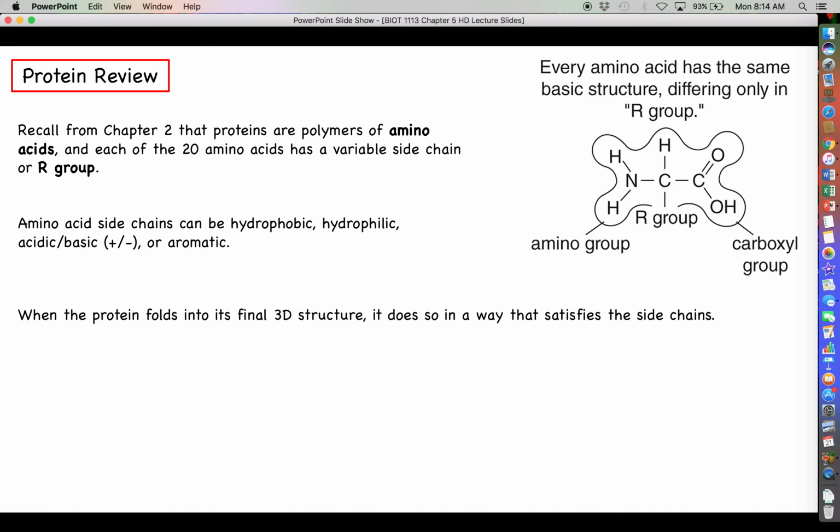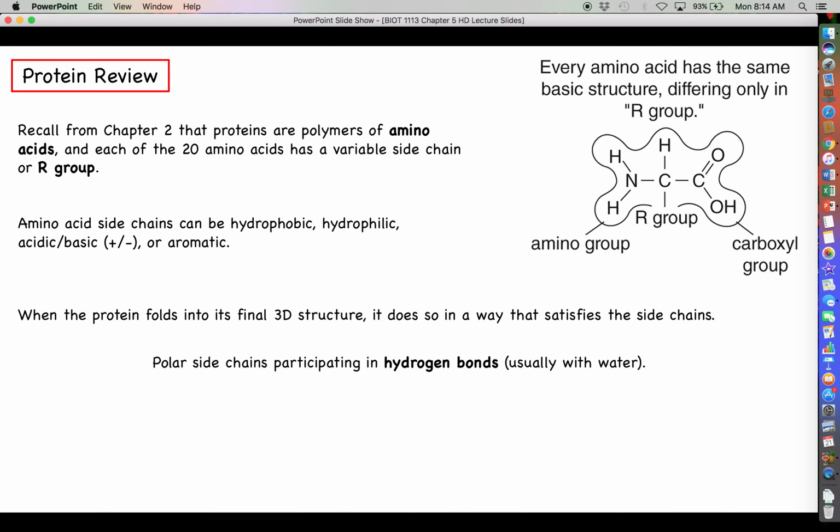So the idea here is that when the protein eventually folds into its final 3-dimensional structure, which we're going to talk about a little bit later, it's going to do so in such a way that it should satisfy as many of those side chains as humanly possible. So we already kind of have an idea of, for each side chain, depending on what that side chain is, what would make that side chain happy.